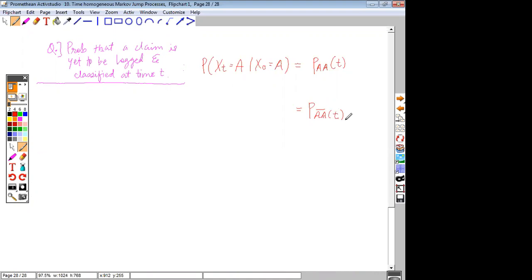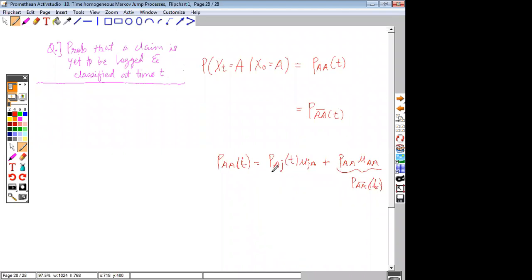Does this make sense to you guys? Generally, the only difference between PAA bar T and PAAT is that PAA bar will only account for A to A cases. But if you are looking at PAAT, then what this would have is PAJT times mu JA in a very small time interval, plus PAA and mu AA, and this is nothing but PAA bar T that we have. Do you guys agree with what I have written over here?